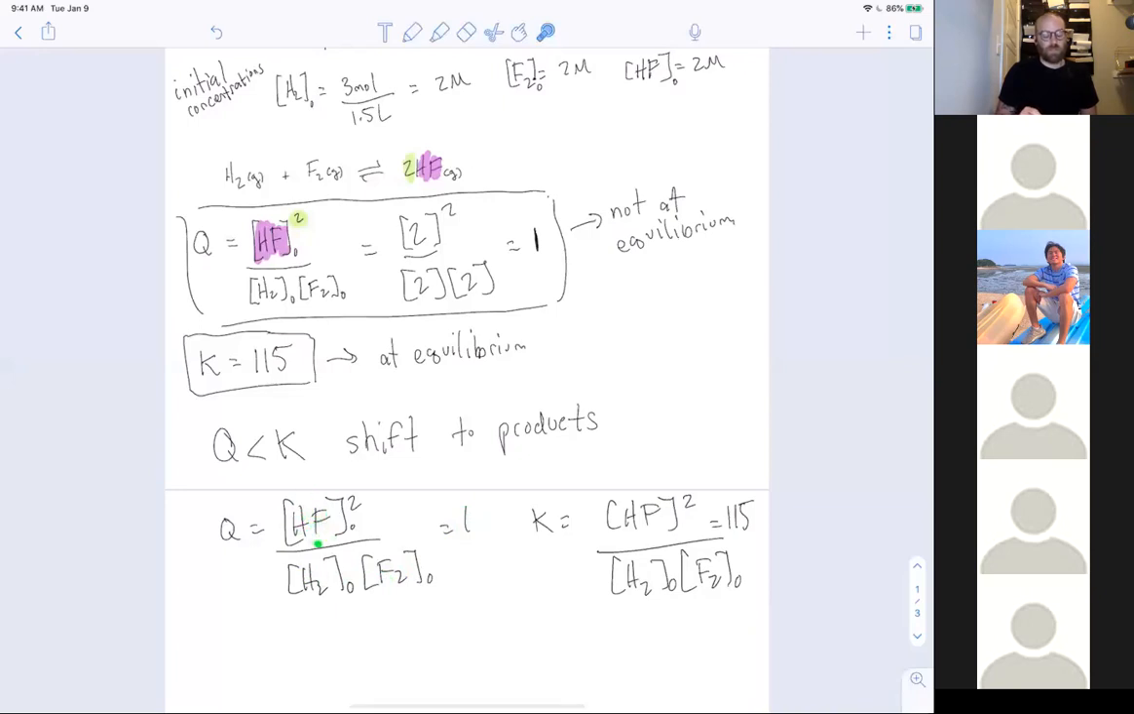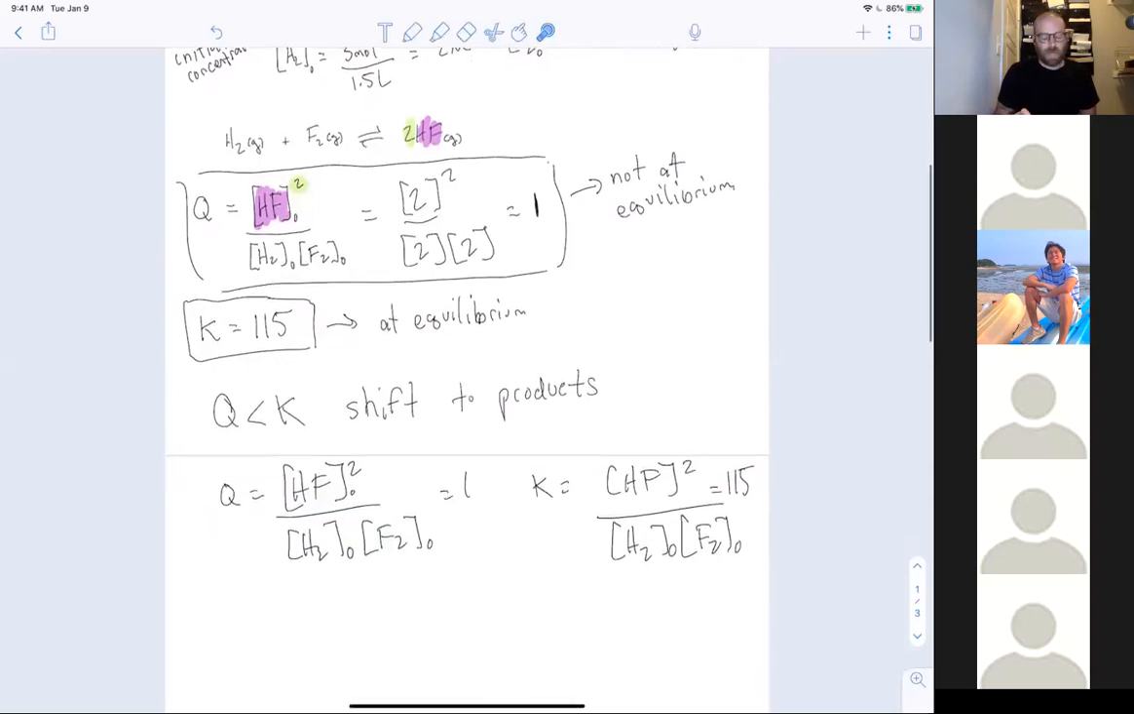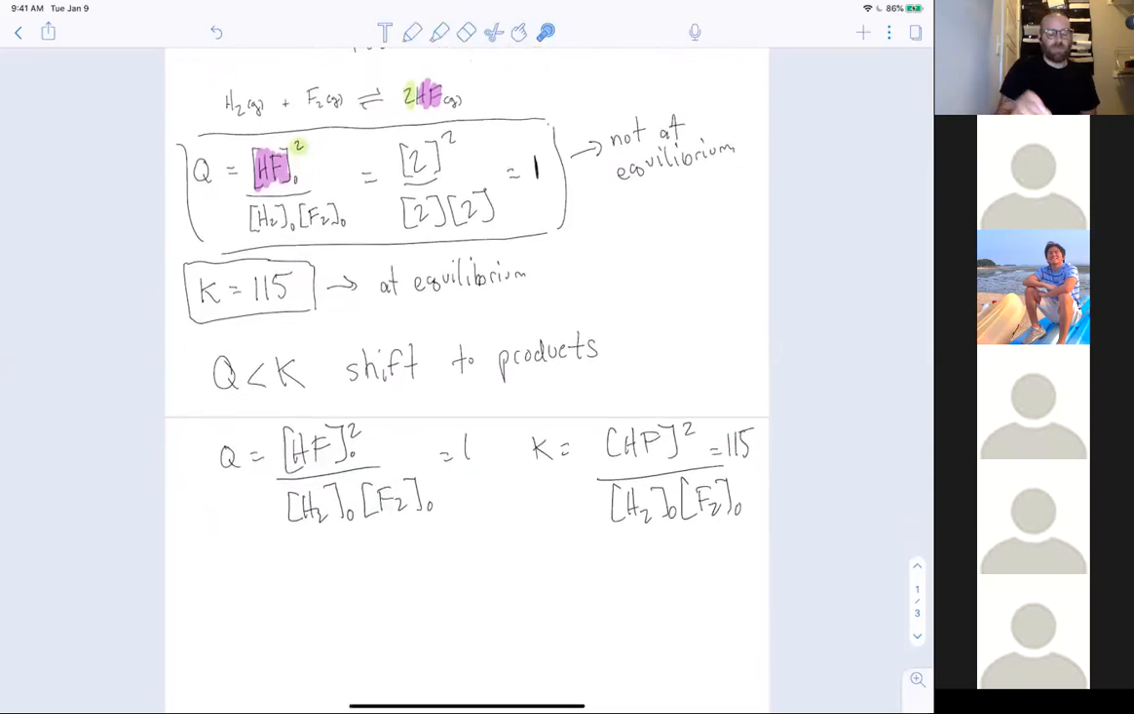So the concentration of the product is larger. If you want to just think about it simply, the product concentration must go up in order to make this bigger, to make this equal to 115. So we know that HF is going to increase, and we know that things are going to shift to the products. So I would sit with that if that doesn't make sense and be able to do that kind of analysis.